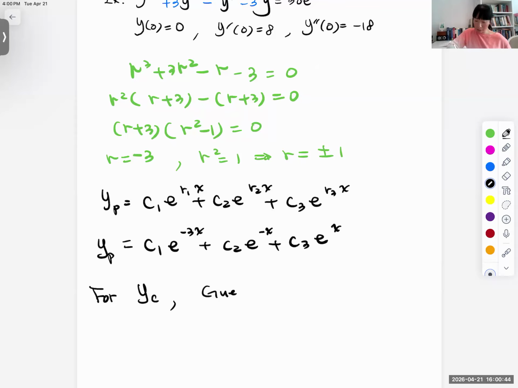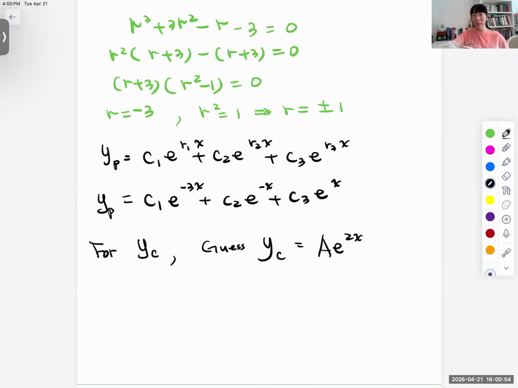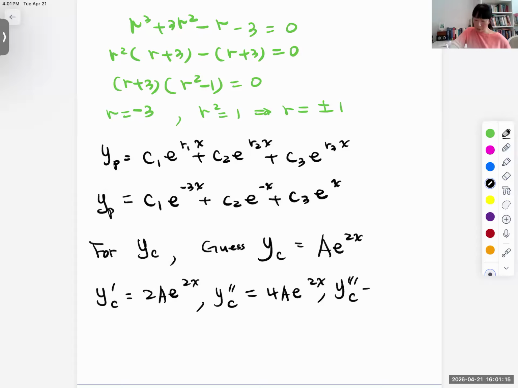So guess the complementary solution, which is a e to the 2x. Okay, now we need to find the triple derivative. So y prime of the complementary solution is 2a e to the 2x, y second prime is 4a e to the 2x, and y third prime is 8a e to the 2x. Very good.